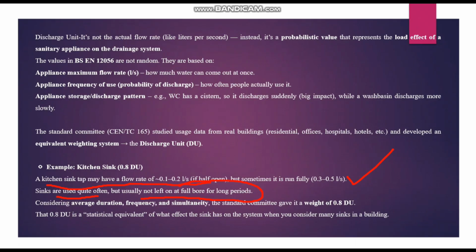Okay, so considering the average duration, frequency, and how simultaneously we are using it, the standard committee gives a weight of 0.8 drainage unit. That is not the flow rate, that is the standard weighting factor from the standard committee. So 0.8 is the statistical equivalent value of the impact it creates.